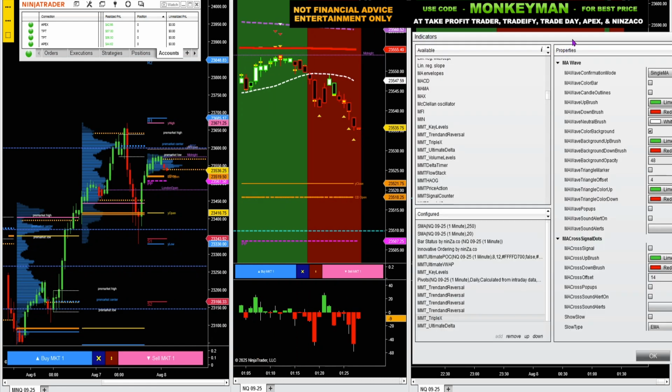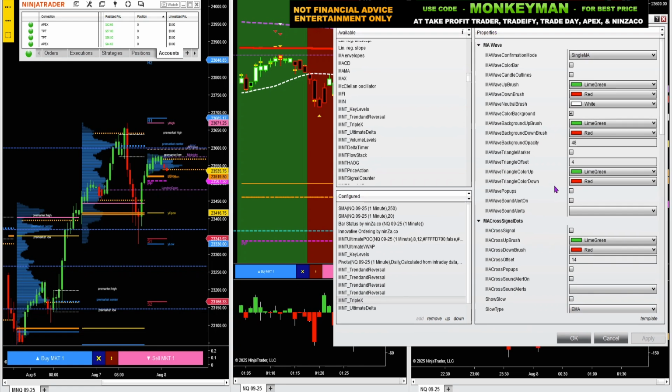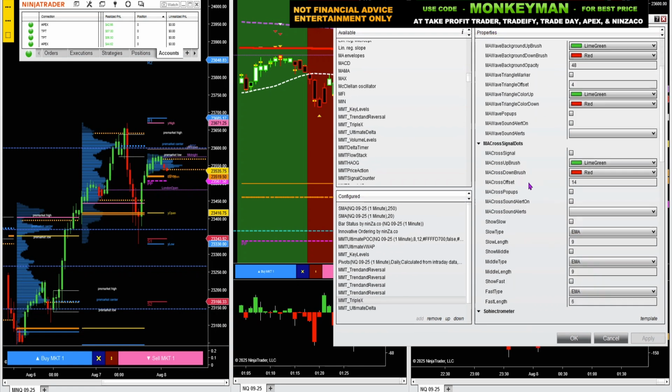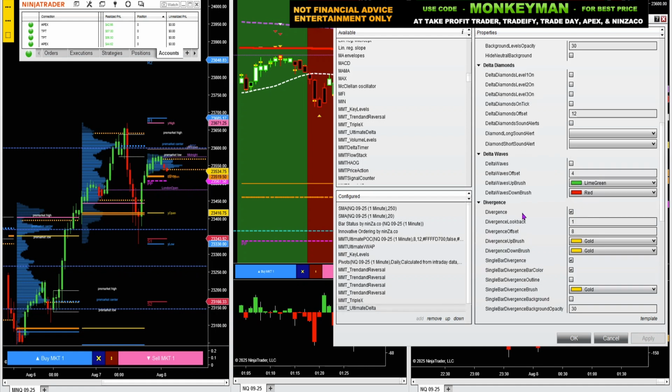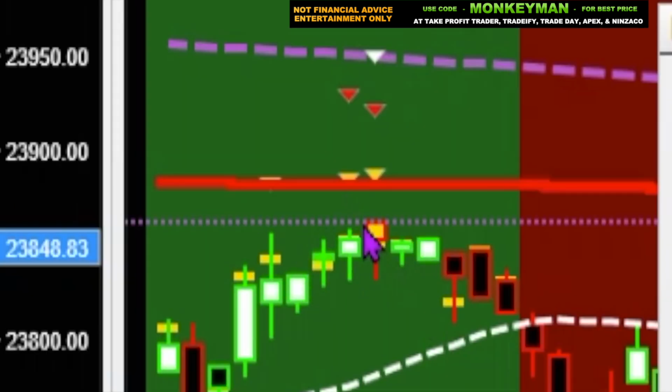So on these charts, I've got the XXX painting the background, single moving average mode, just a basic moving average crossover when the 6 crosses the 9 EMA. So for the slow in the middle, I've got the 9 EMA for both. And for the fast, I've got the 6. Got the ultimate delta on here. I've got divergence activated on the ultimate delta. I've also got single bar divergence activated, just painting the inside of the bar gold. You can see up here we have this gold inside of the candle.